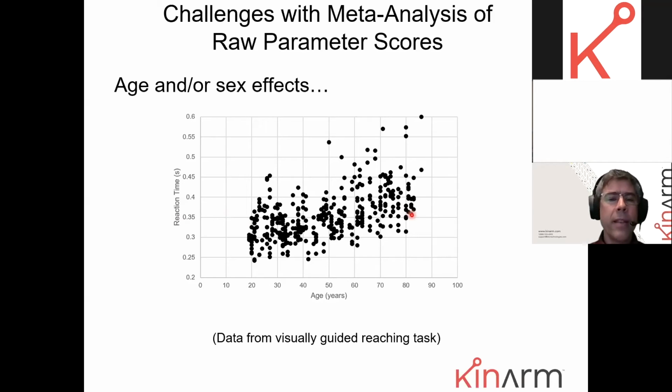My point being that if you just took the raw scores for reaction time, you can't group them together. You can't do a group analysis on here because 350 milliseconds means something very different depending on how old you are. So this is a challenge that you need to deal with somehow.